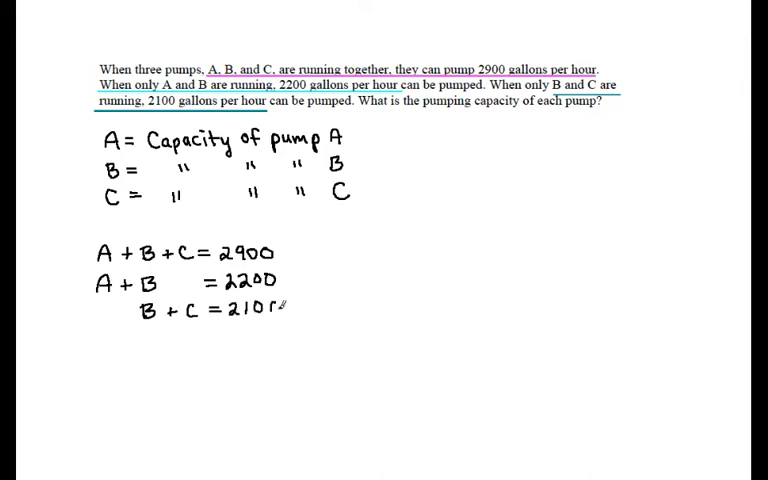You can see that I'm setting up my equations in a way that's going to make it easier to draw the matrix. I can see where the zeros are going to have to go, right? It makes sense to line up your A, B, and C or X, Y, and Z variables when setting up your equations if you're going to be putting them into a matrix. So my first row is 1, 1, 1, 2,900. Our second row is 1, 1, 0, 2,200. And our last row is 0, 1, 1, 2,100.